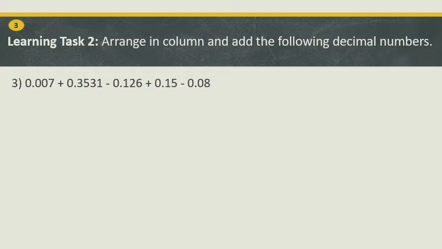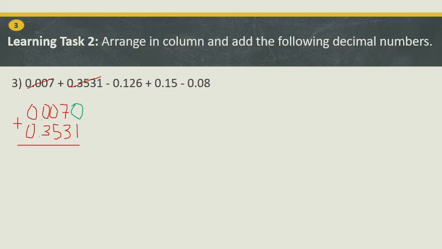Okay, so nakikita nyo dito sa number 3, meron tayong dalawang operation. Meron tayong addition, subtraction. So, para hindi kayo malito, gawin natin tig-dalawa muna yung ating isosolve. So, ito muna ang dalawa. Okay, solve natin. So, yung 0.007 or 7,000ths plus 0.3531. Okay, so yan po yung ating ipag-a-add muna. So, since ito ay may empty place value, lagyan natin ng 0.